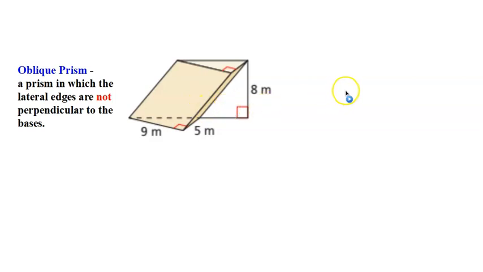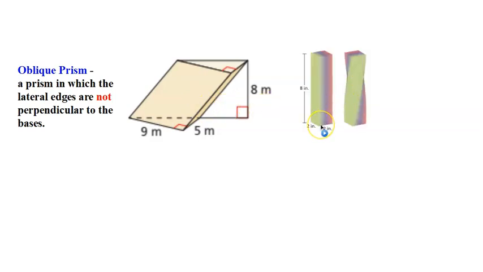Well, let's pause for a moment. Imagine that you have a stack of Post-it notes. You can find the volume of that. 2 times 2 times 8. Not a big deal. 4 times 8 is 32 cubic inches.